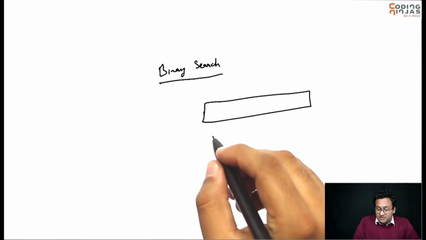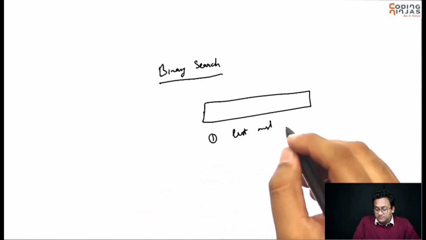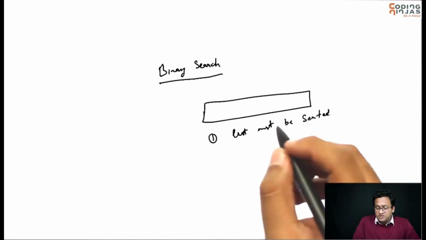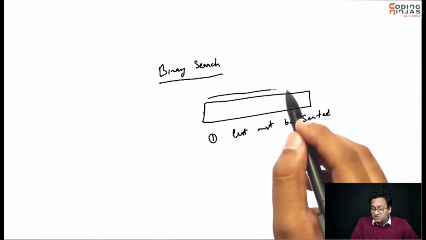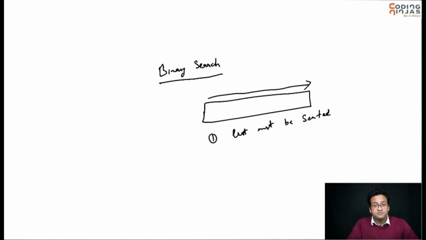So first of all, binary search has a condition. The list must be sorted. So in case you want to find something in your list, if you use linear search, you will have to pass through the complete list one by one. Binary search makes things faster, but it requires the list to be sorted. What is the concept behind it?